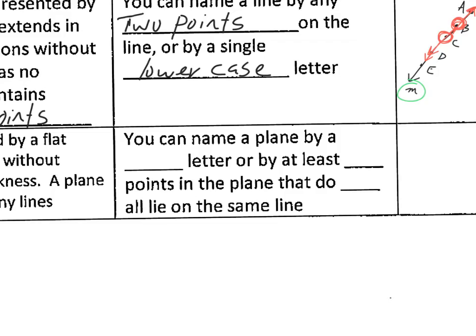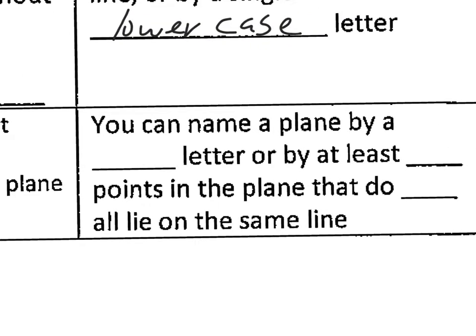Planes. There are two ways to do this as well. Sometimes, just like a line, a plane gives you a capital letter that you can use. So you can name a plane with a capital letter. More often than not, you won't have that. You'll have to do it this second way. The second way is by using at least 3 points, and here is the key word, that are not on the same line.